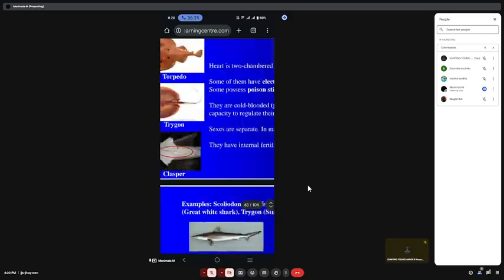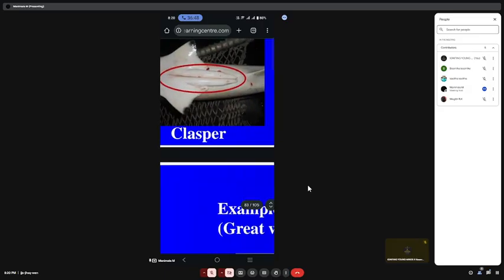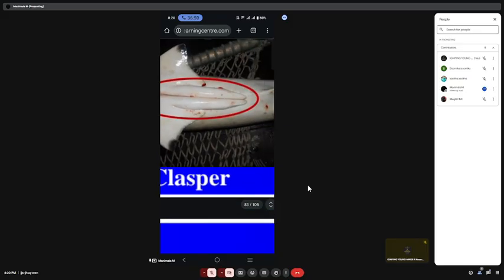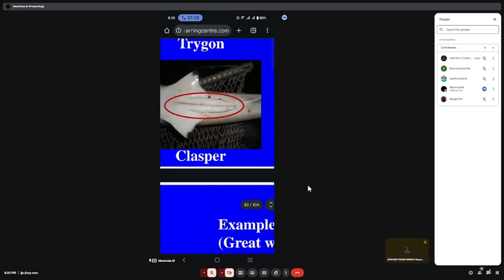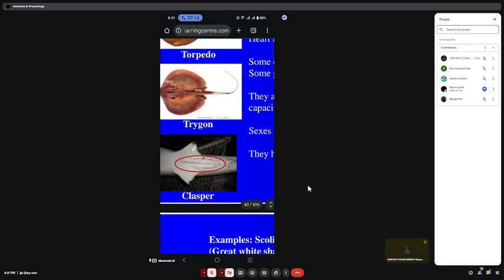If you see the claspers, I told you, in males the pelvic fins bear the claspers. In a male, the pelvic fins bear the structures called claspers, which aid in internal fertilization. Understood? So this is about these organisms.